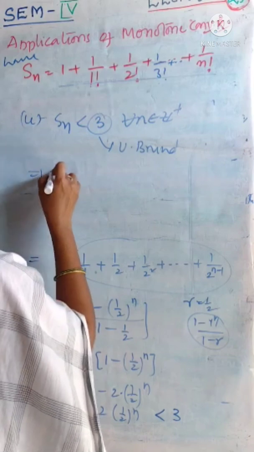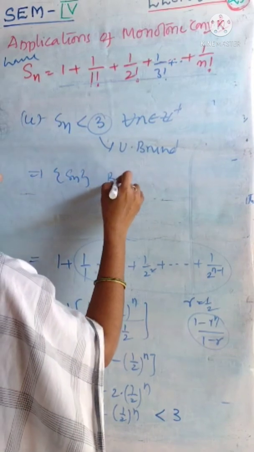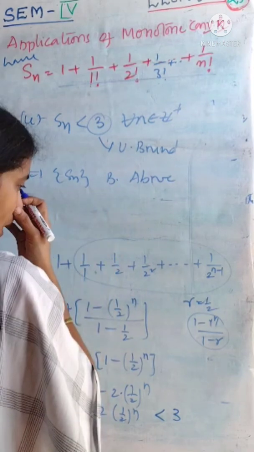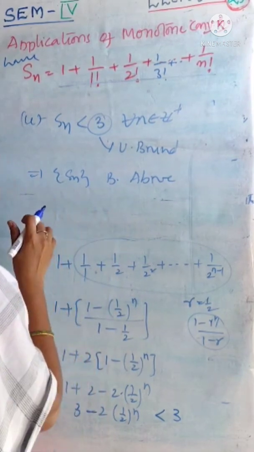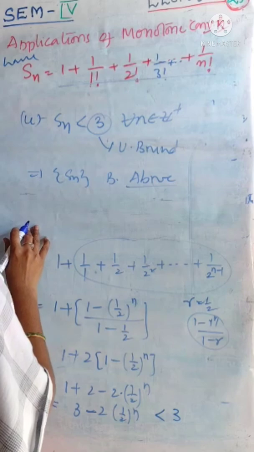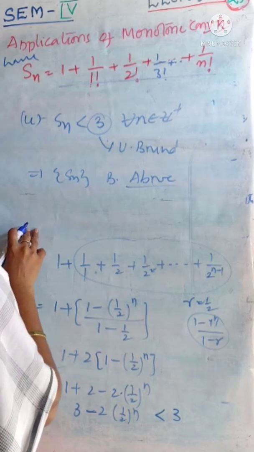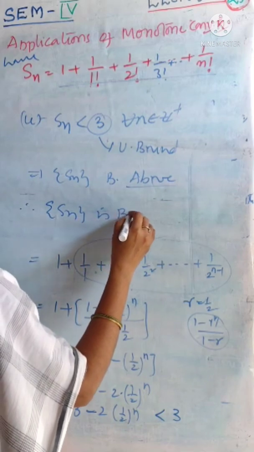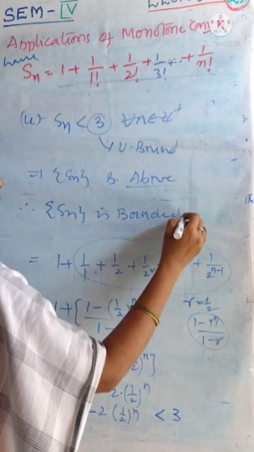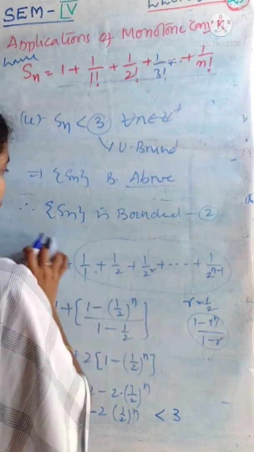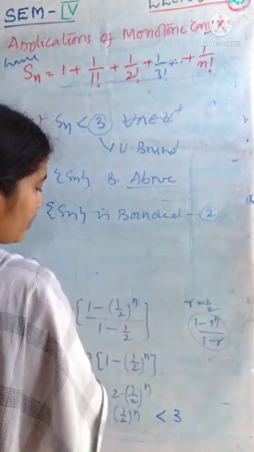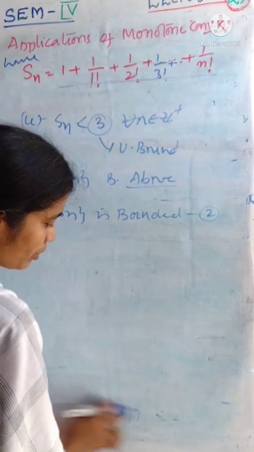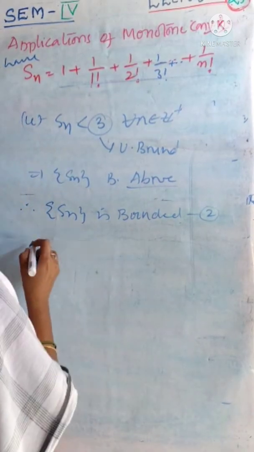Now we added the additional condition, it is bounded above. That means our sequence is bounded. Let it be 2. From 1 we concluded that our sequence is monotone. From 2 it is bounded.